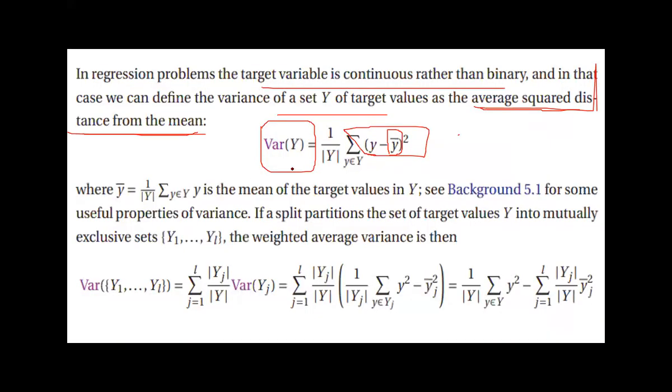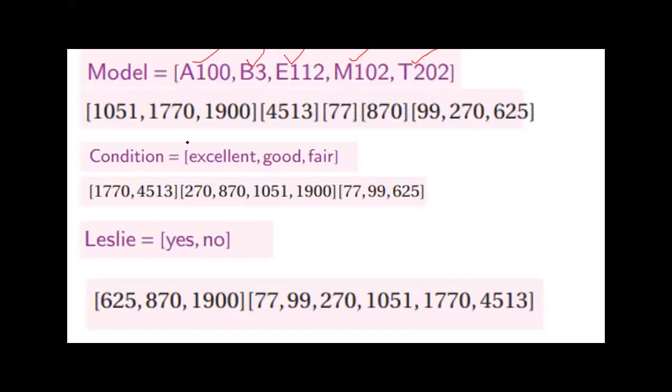Now, how do we find this? Let us see this with an example, my dear friends. First, find out what A100 is.